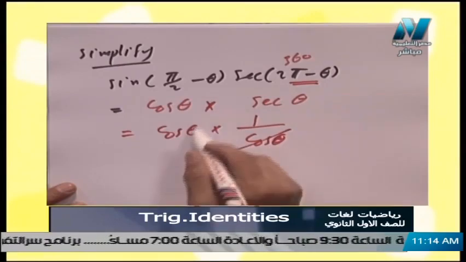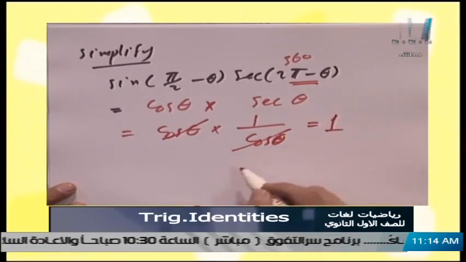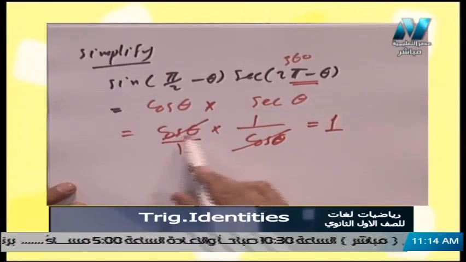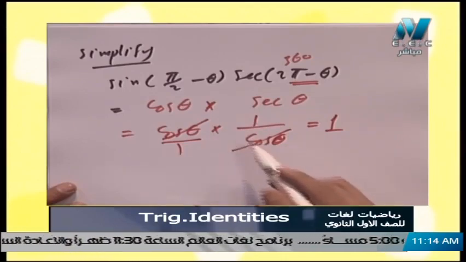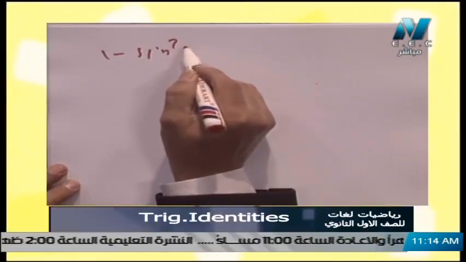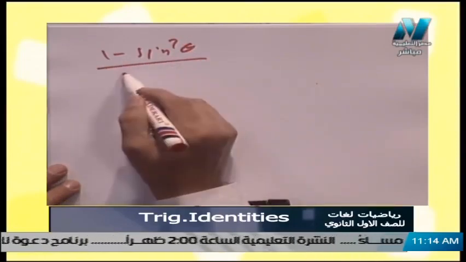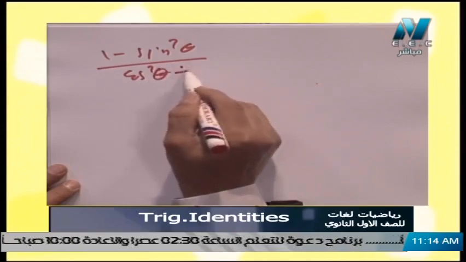So we can cancel cosine by cosine, which equals 1, because we have here cosine theta times 1 equals cosine, 1 times cosine equals cosine, so cosine over cosine equals 1. Okay, let's write another example here. If we have (1 minus sine power 2 theta) over (cosine power 2 theta minus 1).